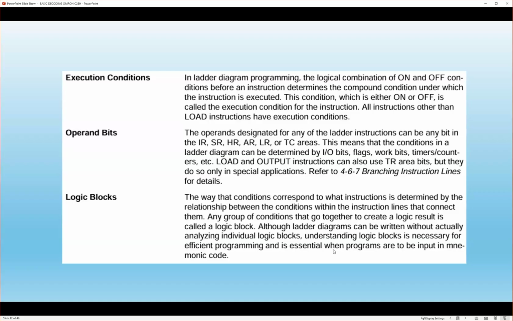and is essential when programs are to be input in mnemonic code, which means we're going to have to go backwards, right? So we have to understand how they're writing this in mnemonic code. It's going to be very interesting to see how they chose to write the logic. There are multiple ways to write it and achieve the same outcome, so it really depends on the person that designed it.